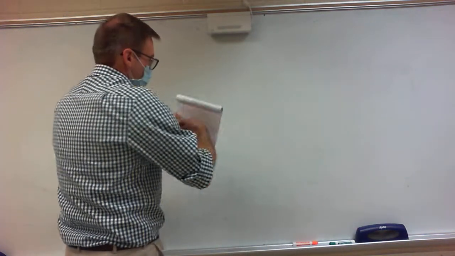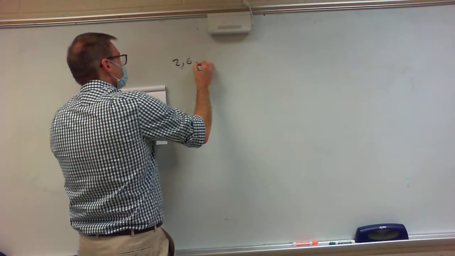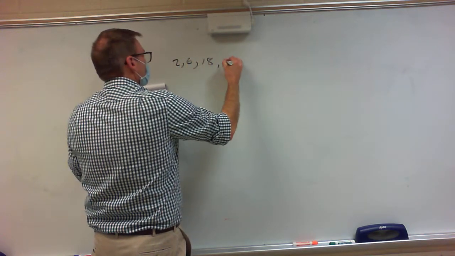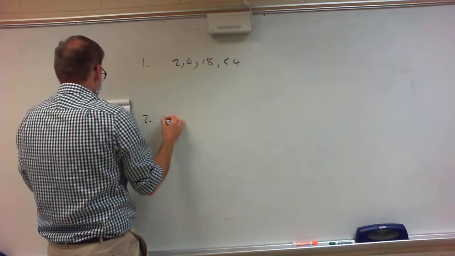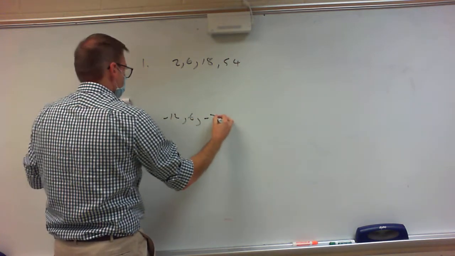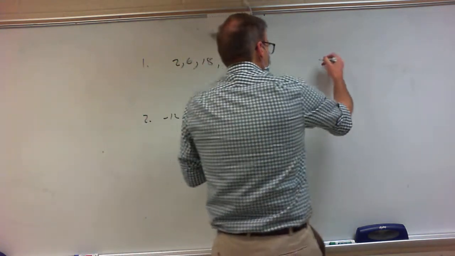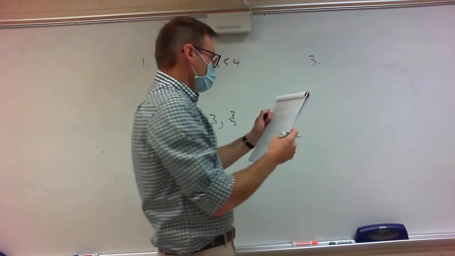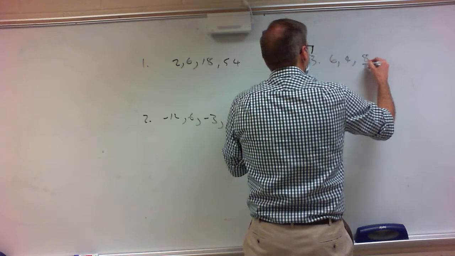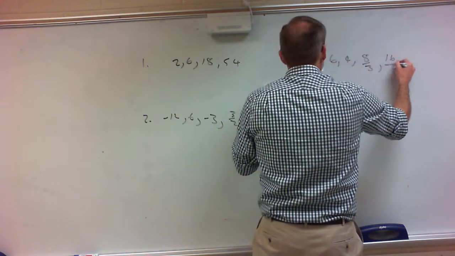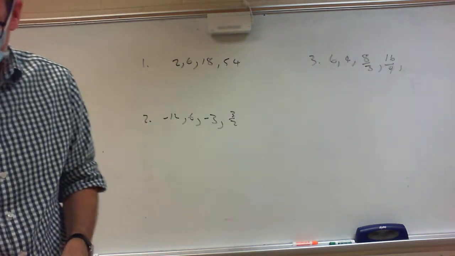Okay, so just like last time, what comes next? Let's do 2, 6, 18, 54. Question 1, question 2. Let's do negative 12, 6, negative 3, and then 3 over 2. And I'll go ahead and put question 3 over here, where I have 6, 4, 8 over 3, and 16 over 9. So I'll give you a chance to write those down.